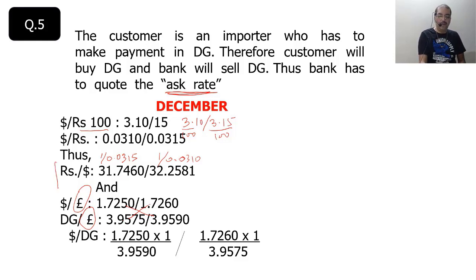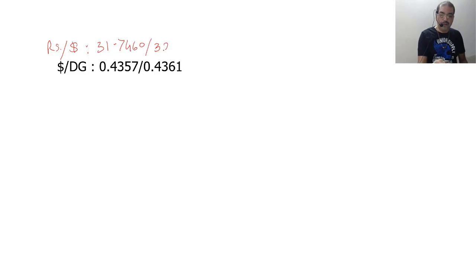This is one result. Rupees to dollar, and now I'm getting dollar to DG. So here it is ending in dollar, starting in dollar. So bid into bid, ask into ask. Dollar to DG you get 0.4357 and 0.4361. What was rupees to dollar? The final answer was 31.7460 by 32.2581. Correct? Rupees to dollar and dollar to DG I've got now.